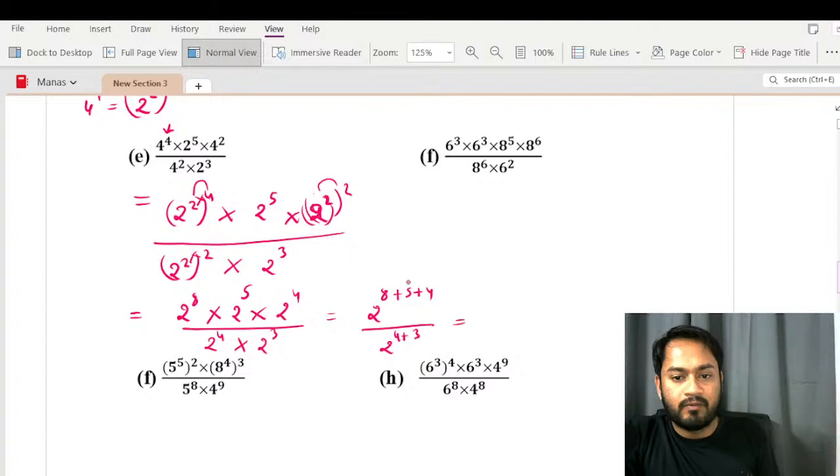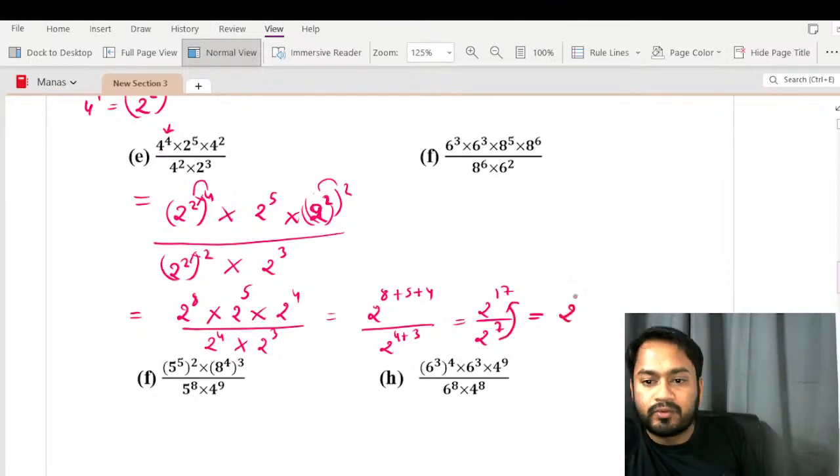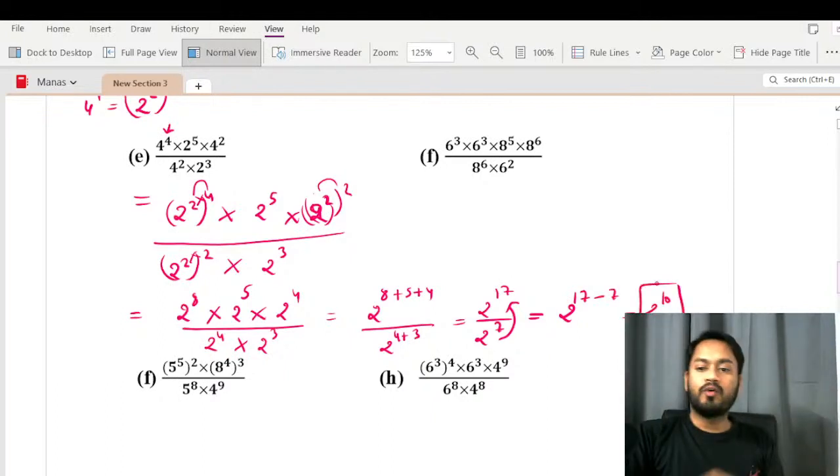Now you can add these numbers. When you add them, the numerator will become 2 raised to power 5 plus 4 is 9, and 9 plus 8 is 17. So 2 raised to power 17 divided by 2 raised to power 7. Now, again by the second rule, you can subtract the powers: 2 raised to power 17 minus 7 will become 2 raised to power 10. I hope you understand this logic.